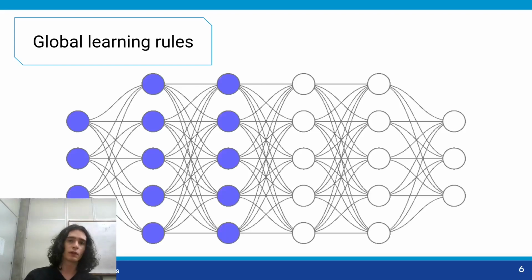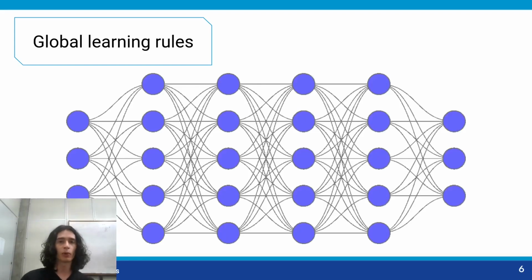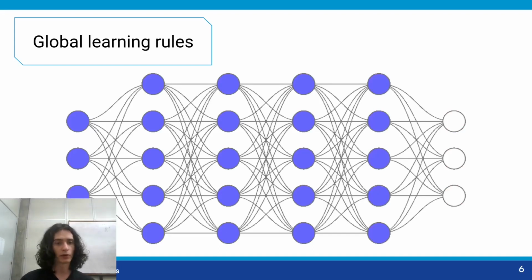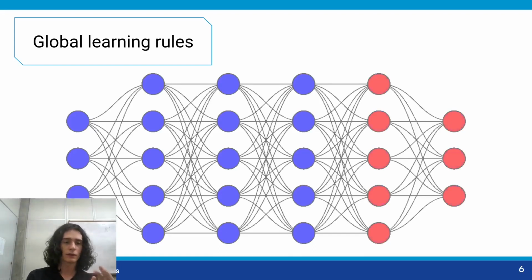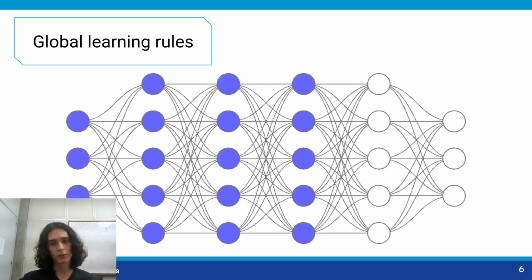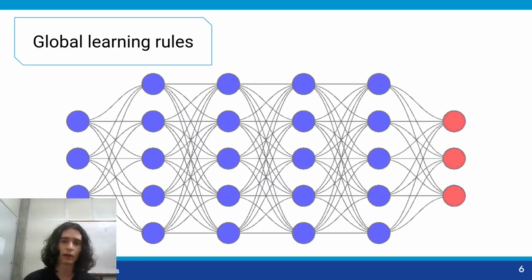So usually when you train a neural network, you employ a global learning rule. The most famous one is the backpropagation algorithm. This algorithm works by calculating the entire state of the network and saving the entire state of the network in memory. That's why neural networks are memory intensive to train.